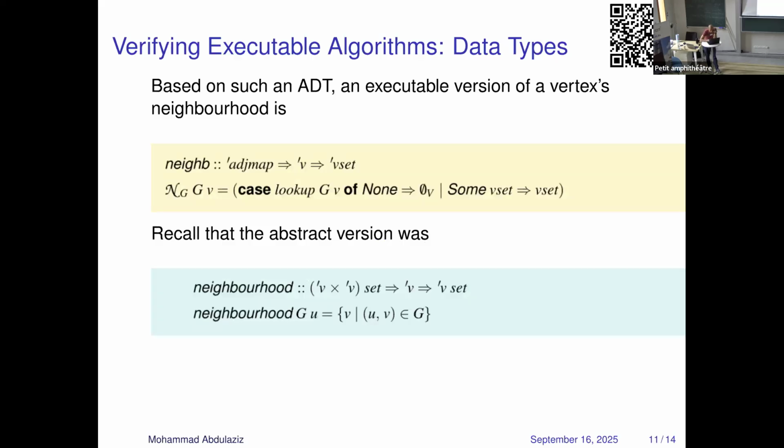So now, for example, for this abstract data type, the neighborhood is a functional program basically. So it's this, instead of the initial neighborhood that was just written as a mathematical set comprehension.